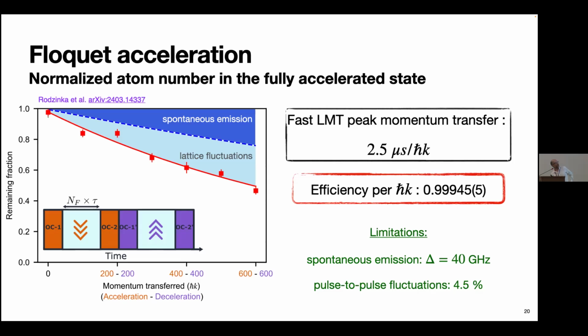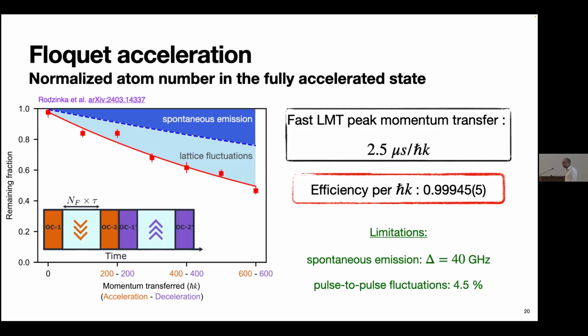So that corresponds to an efficiency per h-bar-k of 99.95%. The pulse has a duration of 5 microseconds, which corresponds to a rate of 2.5 microseconds per h-bar-k. So, to my knowledge, this is at the state-of-the-art level. And for the efficiency, I think that's the best value, but you can tell me if I'm not aware of the bibliography. We have identified two limitations: the spontaneous emission and the fluctuation of the lattice.